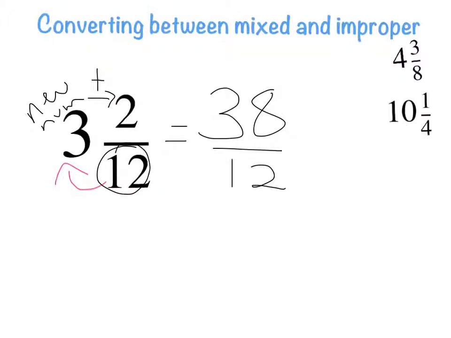It's as simple as that, guys. It's just remembering how to convert. I go this number multiplied by that, and then with that new number, I add whatever's on my numerator. So it's a 3-step process. It's 1, 2, 3.